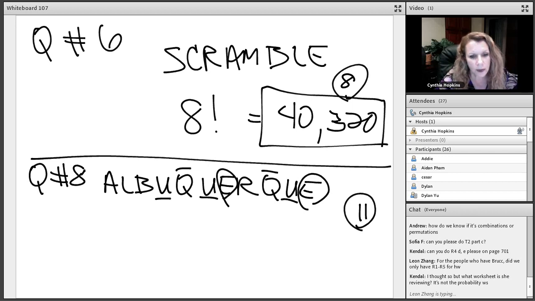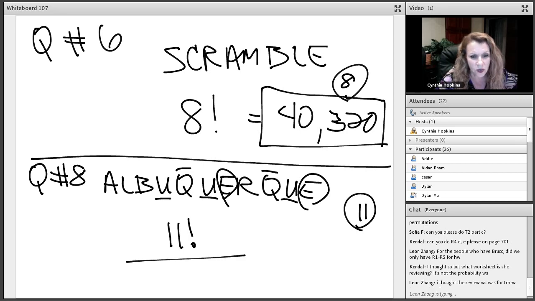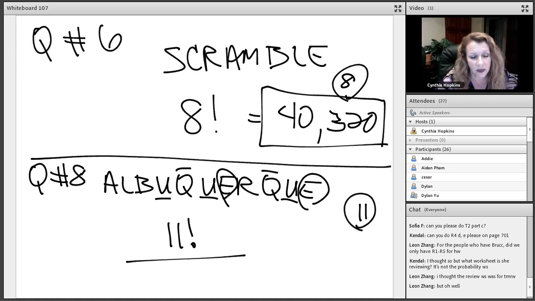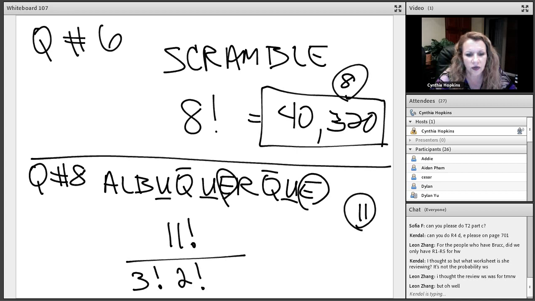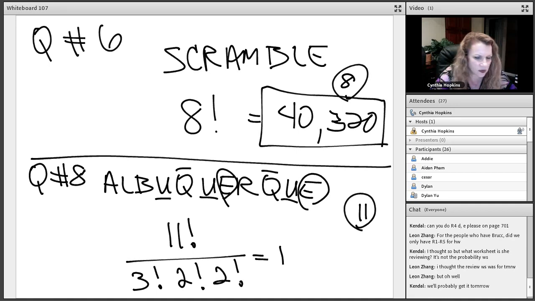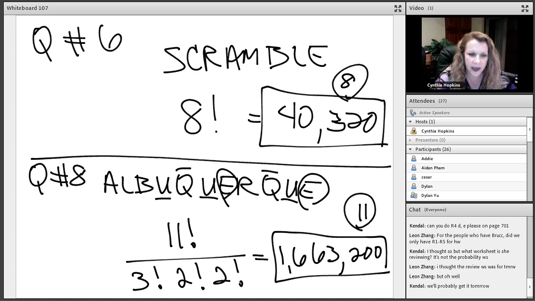Okay, so if there were no repeating letters, it would be 11 factorial, and some of you put that as your answer. That's not correct. This is a special situation because there are repeating elements. So the 3 U's, if I were to switch 2 of those U's, you wouldn't be able to tell the difference. That's called indistinguishable. All right, so I have to divide by 3 factorial because there are 3 U's. Then I have to divide by 2 factorial because there are 2 Q's. And then I have to divide by another 2 factorial because there are 2 E's. And so that ends up being 1,663,200.